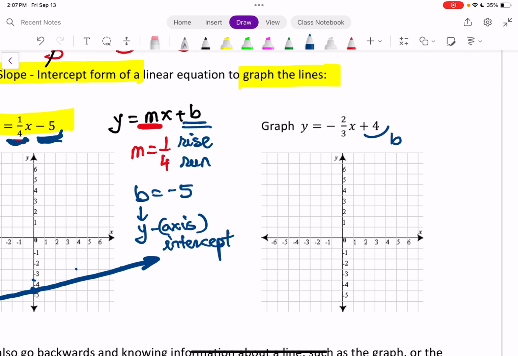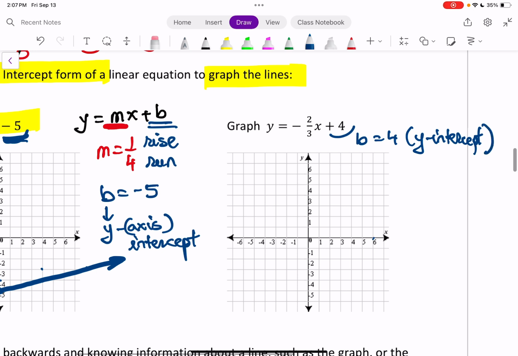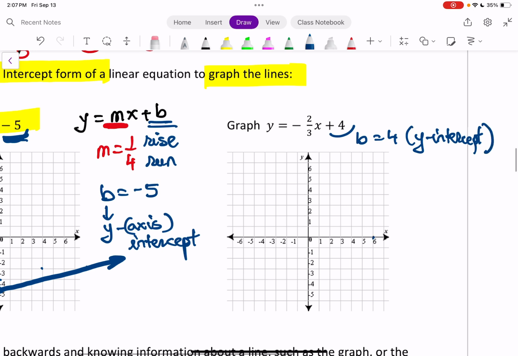So let's try this again. So start at the y-intercept. Now, many students make the mistake to go to the x-axis. No, this is the y-axis intercept. So go to the y-axis. The slope is the coefficient of x, so -2/3. So therefore, the line must go down 2 to the right 3. Down 2 to the right 3.